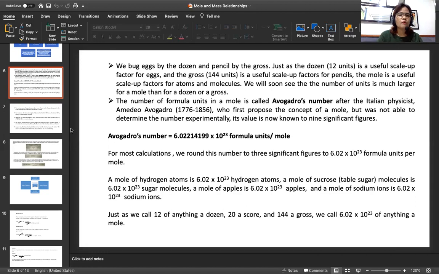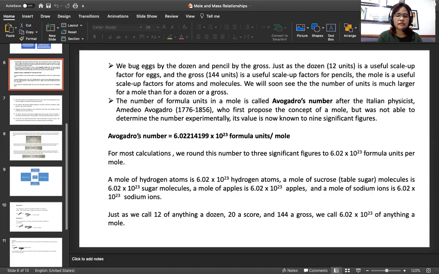So, when you talk about Avogadro's number, tandaan natin that this is constant. 6.022 or 6.02214199 times 10 to the 23. Okay? So, this is exponential or scientific notation. These are the multiplying factors. This is the power of 10. And the exponent can either be negative or positive.